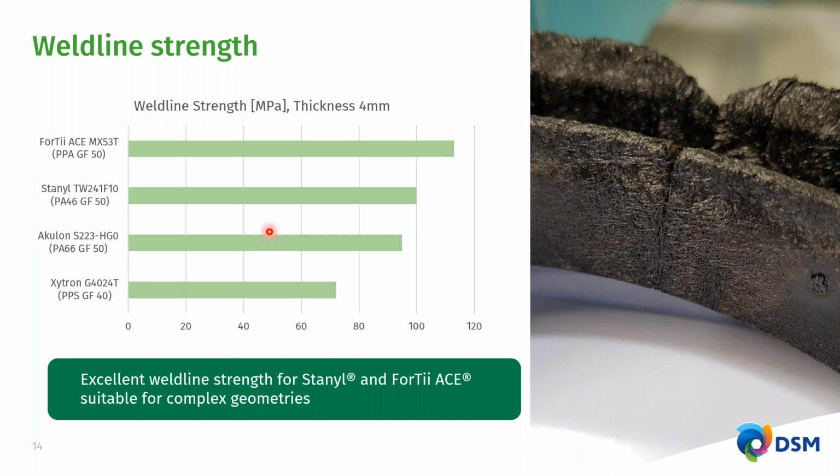Yeah. So here I compared the weldline strength of different 50% glass fiber reinforced grades, and here it is 40% PPS. And you can see that we have a very high weldline strength in case of Stanyl, which is a PA46 GF50, and a PPA GF50, which is our 40 ACE MX53T. So if you have parts with complex geometries or you have weld lines in unfavorable positions, then probably you could also look at these materials.